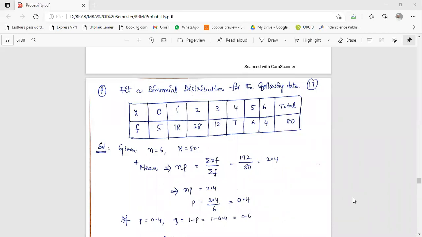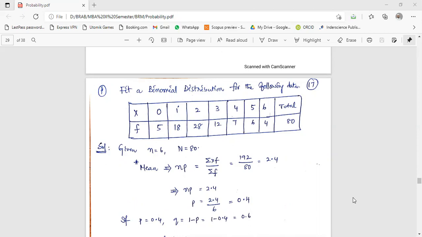The problem is given with random variable value and with frequency. You just need to find out whether the problem given will fit in the binomial distribution or not. That's it. So here there is no need of deriving new formulae, nothing like that. It is very simple. Please note down this problem. Fit a binomial distribution for the following data.